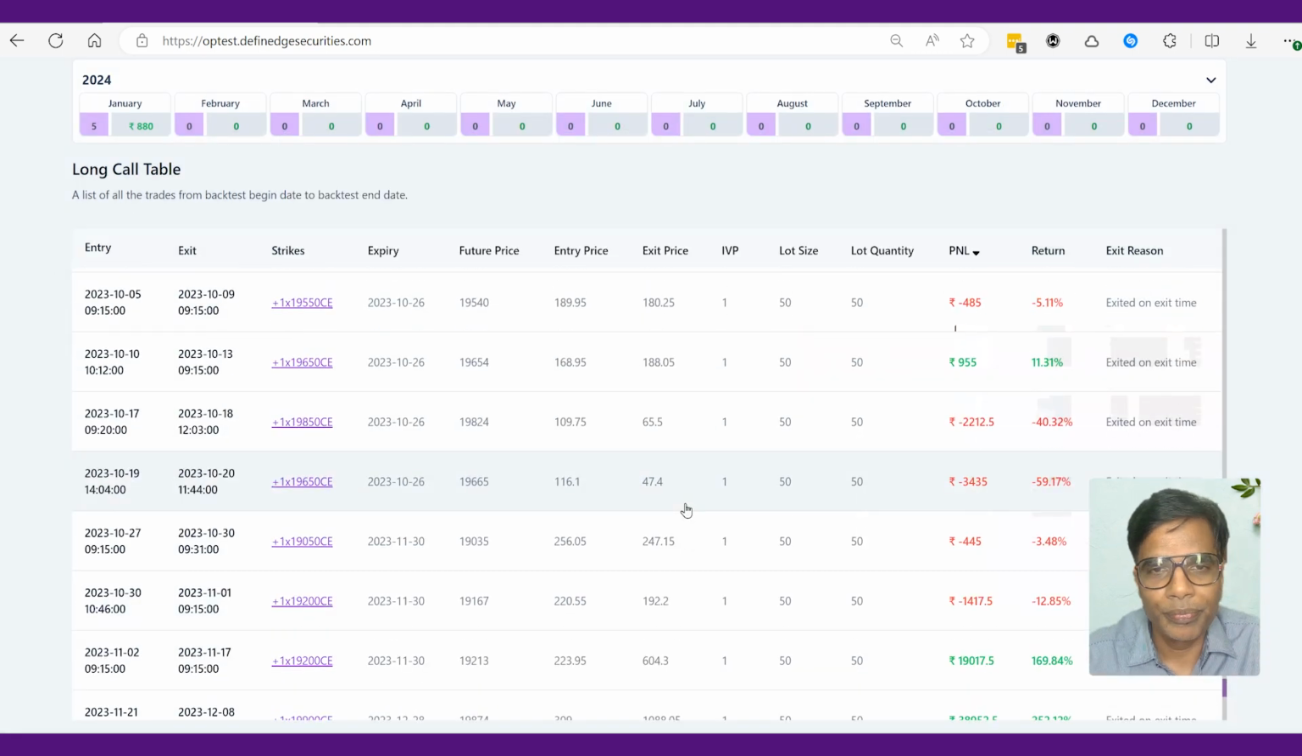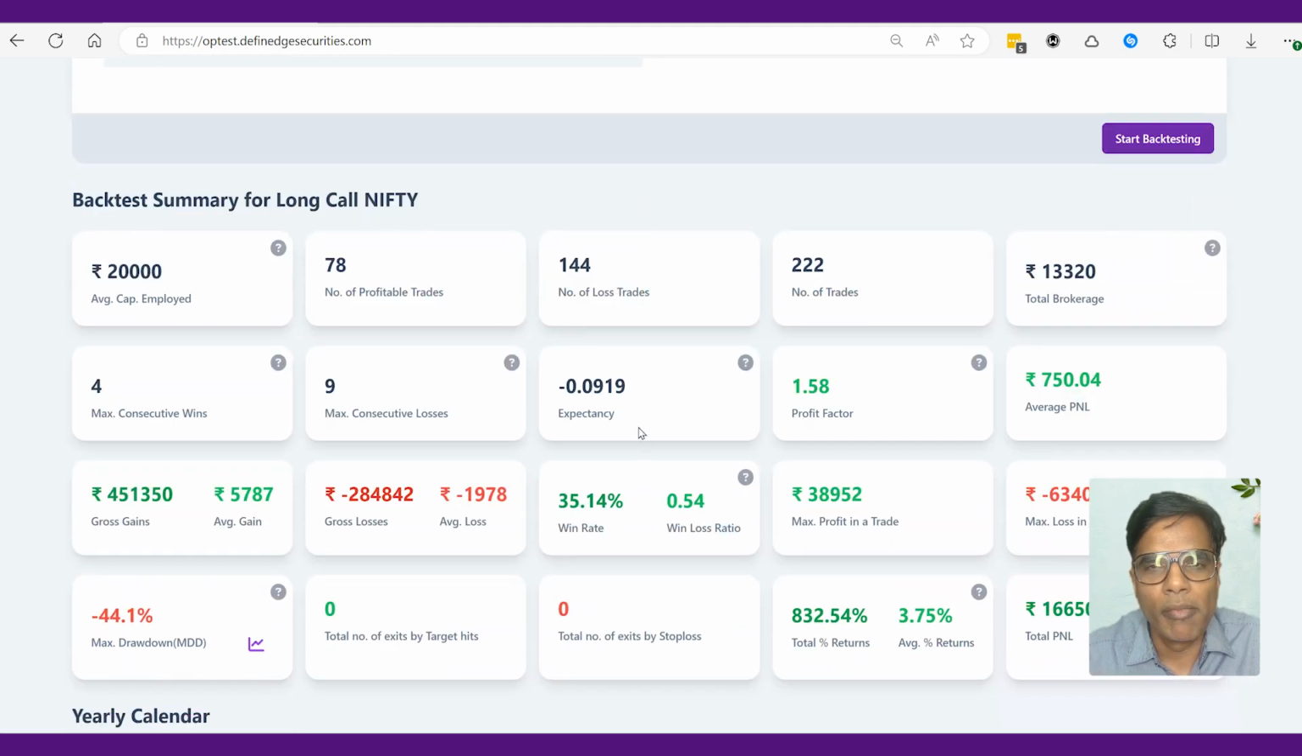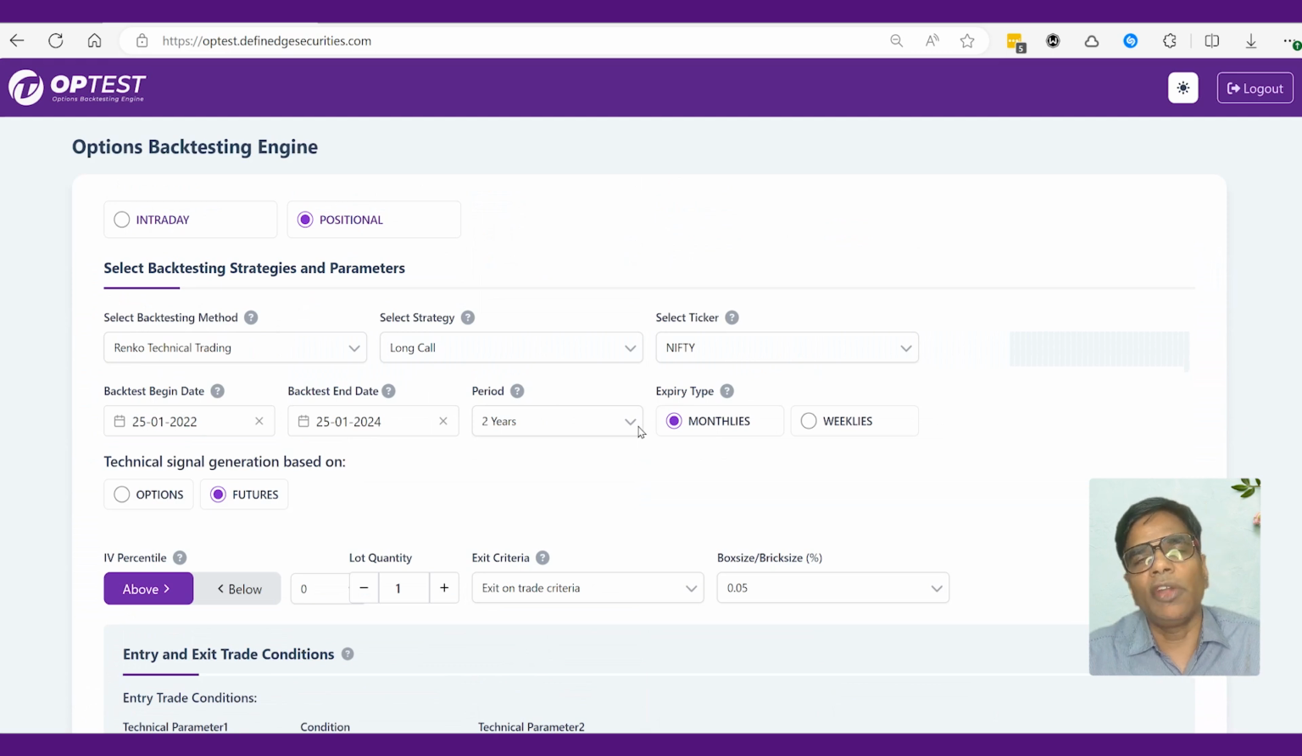Okay. Now, since we saw this as a negative expectancy, because what happens in a trend following strategy is that there will be a lot of time where the market is sideways, and since you are taking a long call option, there is a theta decay, right? When nothing happens in the market, the value of the long call goes down. So there is a theta decay risk when we are doing the long call option.